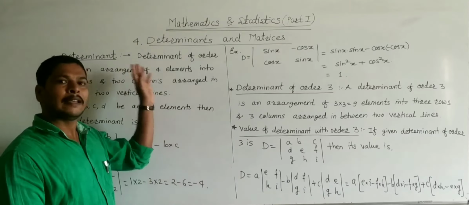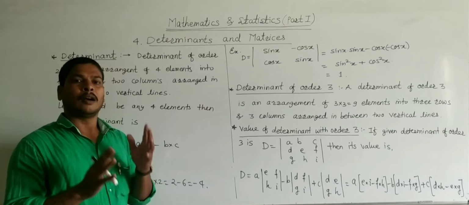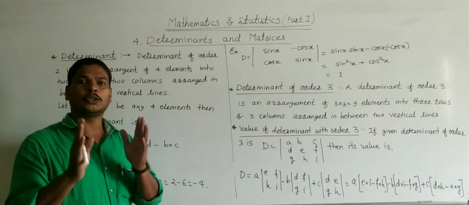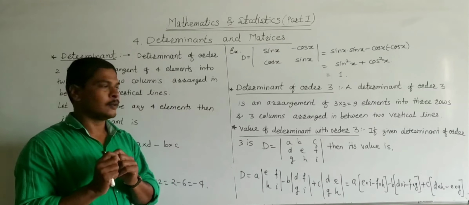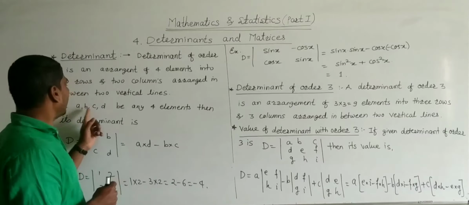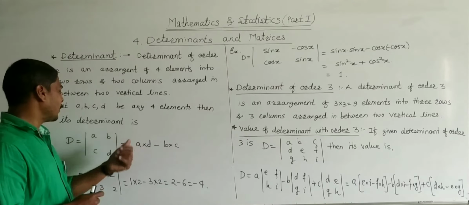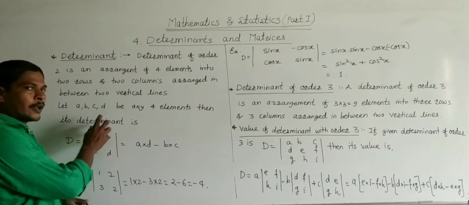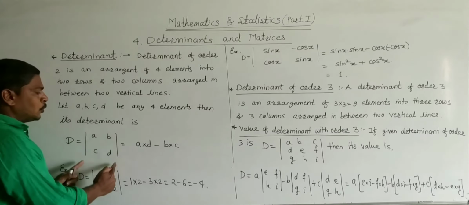So determinant of order 2 is an arrangement of 2 into 2, means 4 elements, in 2 rows and 2 columns in between two vertical lines. Okay, so let a, b, c, d be any 4 elements, then its determinant is written as D is equal to |a b; c d|, which is arranged in 2 rows and 2 columns between two vertical lines.